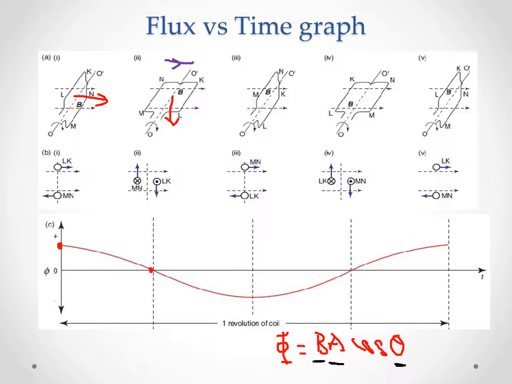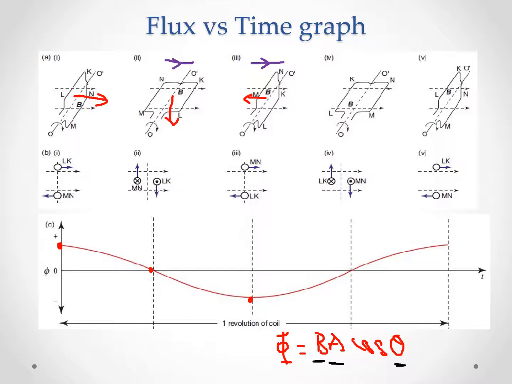In the third picture, the area vector is parallel to the magnetic field direction, but it is in the opposite direction. This is the magnetic field direction. So the angle between them is 180 degrees. Cos 180 degrees is -1. And the amount of magnetic field flowing through the coil is maximum. So we will obtain a maximum negative flux.